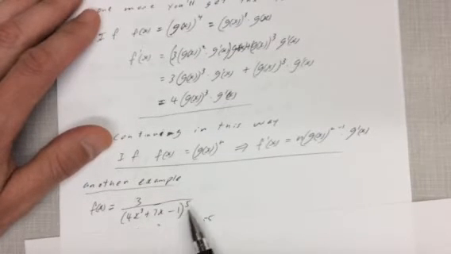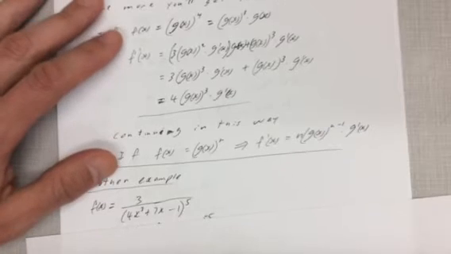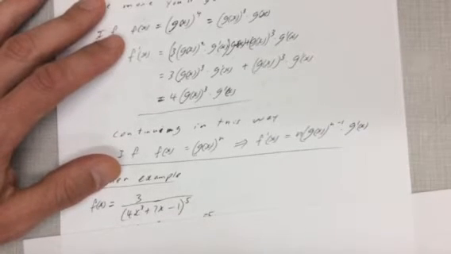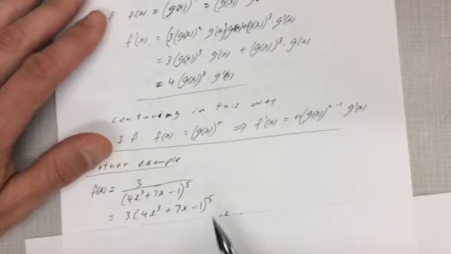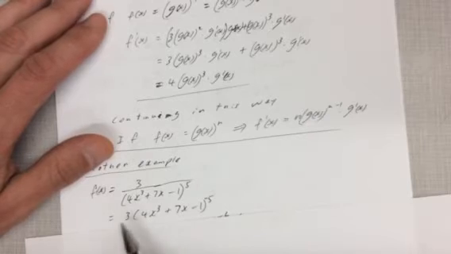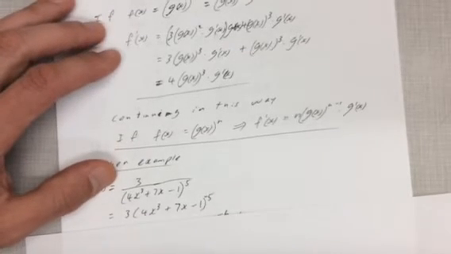One more example. What if you had something like this? 3 over this function, 4x cubed plus 7x minus 1, all to the 5. Well, we can bring that up so that it looks like this. So that becomes a negative exponent. And that's just a constant in front, so we don't have to worry about that too much.